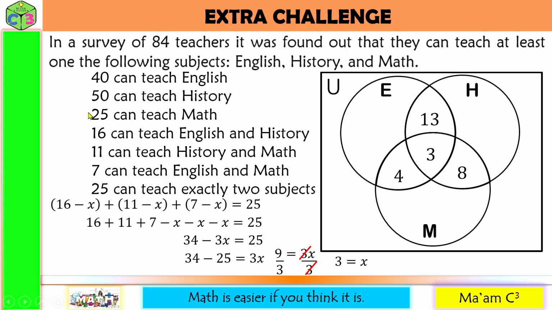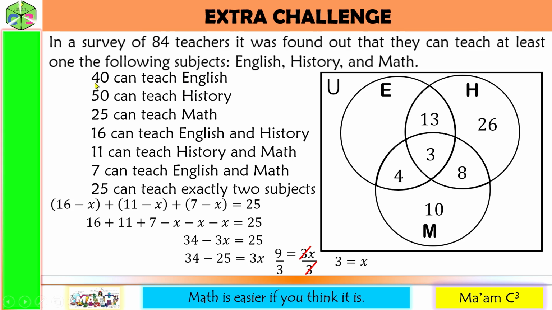Now, let's go up again. 25 can teach math. So this is math. The total number is 25, but we already have 4 plus 3, 7 plus 8 is 15. So 25 minus 15 is equal to 10. And then 50 can teach history. So the total number in history must be 50. We already have 13 plus 3 is 16. 16 plus 8 is 24. 50 minus 24 is equal to 26.